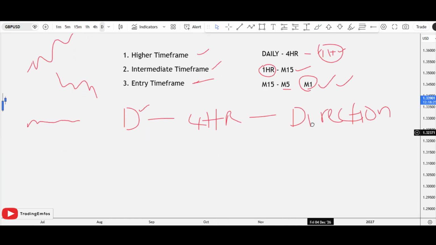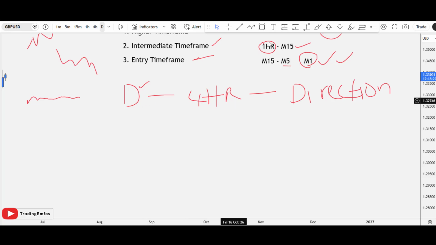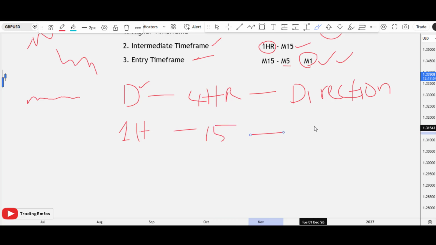After I have gotten my direction on my daily or on my 4-hourly time frame, the next thing I do, I start marking my key levels, my areas of interest, and I use the 1 hour. You can use the 1 hour or the 15-minute time frame for this purpose, for AOI. AOI means areas of interest. Once I know the trend, I begin marking important areas on my intermediate time frame, on this my 1 hour time frame or 15 minutes time frame.